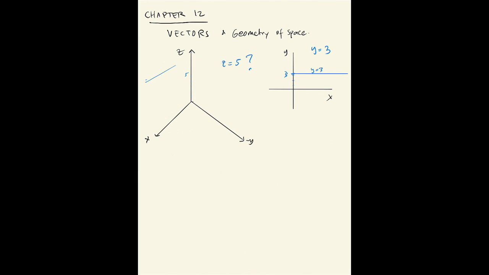Let me draw. So for example, imagine this plane. This plane intersects with this 5 here. So imagine that you have a rectangle, but the rectangle itself is having infinite length in x and y. So it's an infinite surface, okay?